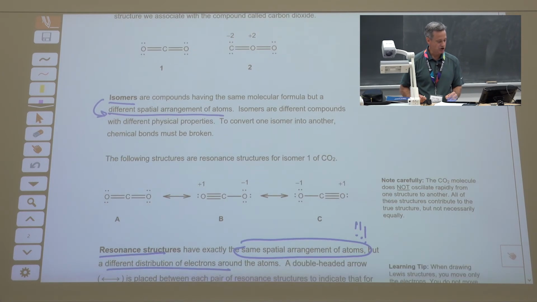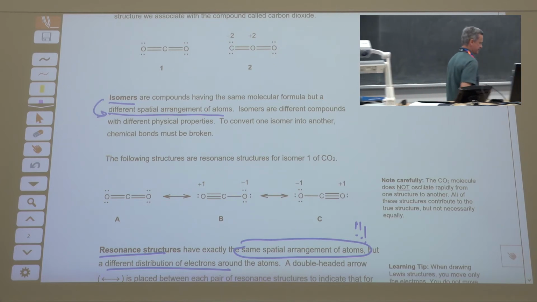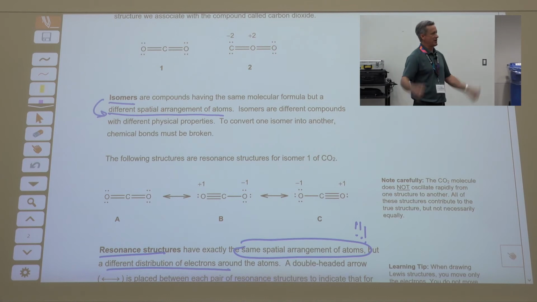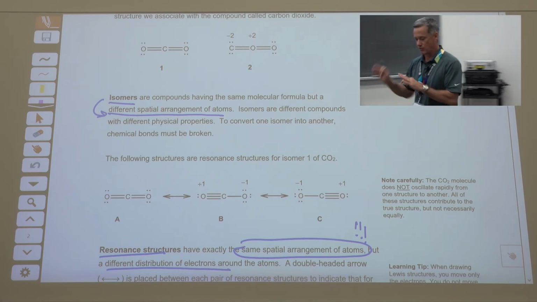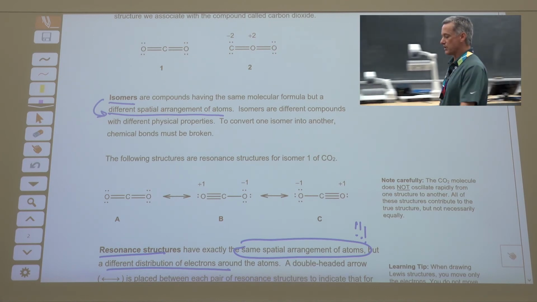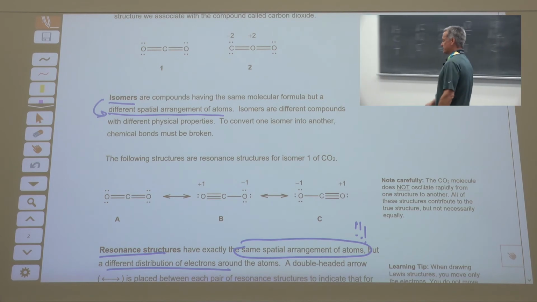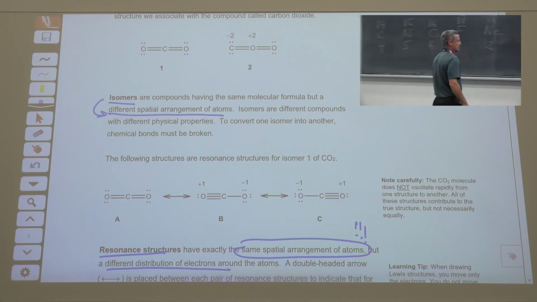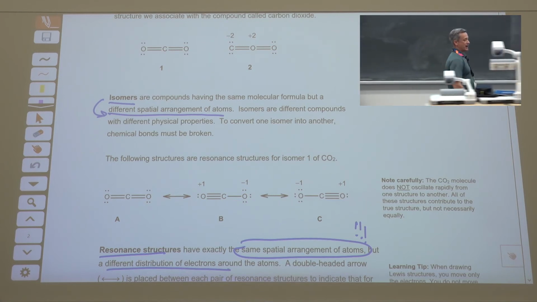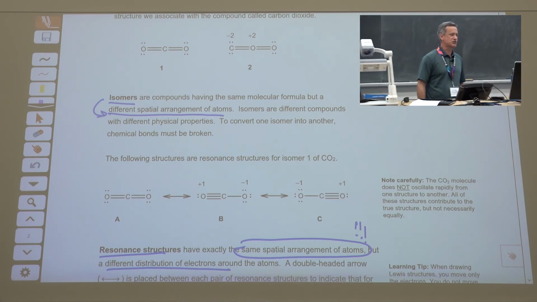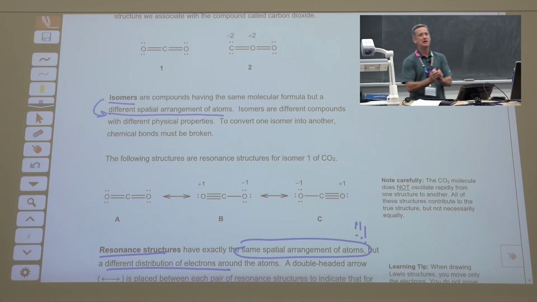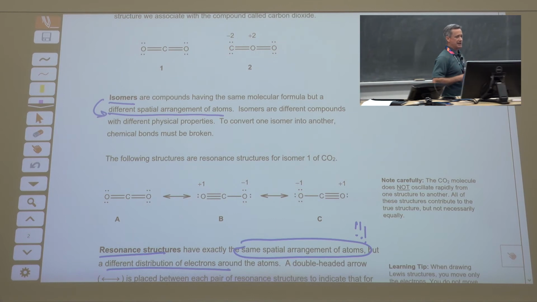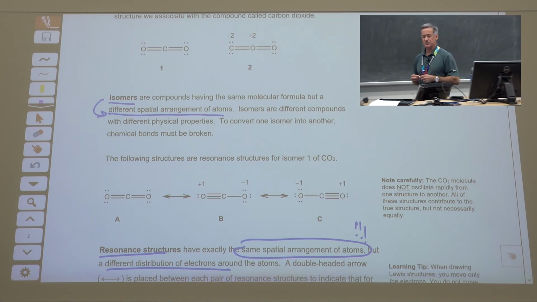I am pretty sure that if I asked you guys to draw the structure of carbon dioxide, or rather I wouldn't say name it, draw the structure for the compound that has the formula CO2, invariably everyone would draw what is identified as structure 1 here in the course notes, which has carbon as a central atom, which is then doubly bonded to two oxygen atoms. Okay?